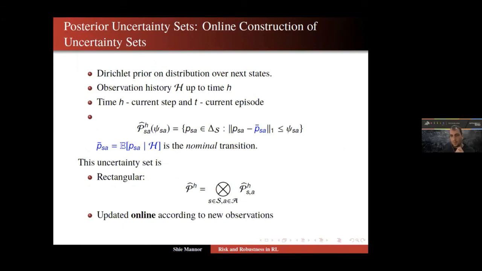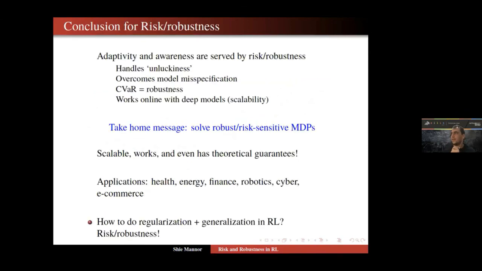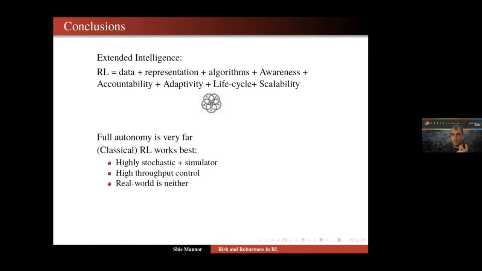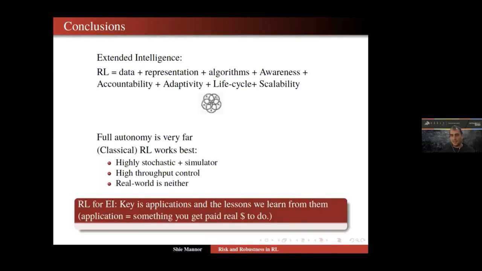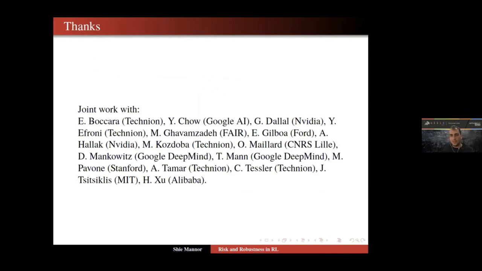I don't think I have time to go into constructing the uncertainty set. It's a very interesting and very important topic, very much worth diving into, but I don't have the time for that. So I'll just conclude by saying that for me, reinforcement learning has changed from mostly algorithms to data, understanding the representation, and then taking care of the five principles of extended intelligence. And just to mention that as someone who worked on theory and practice, full autonomy is very far away. We are very far from robots you can send and hope that they'll do something useful. RL works best when you have high throughput control and a very stochastic environment or a very good simulator. But the real world is neither, so there is still a lot of work to be done. With that, I will conclude. Thank you for your time.